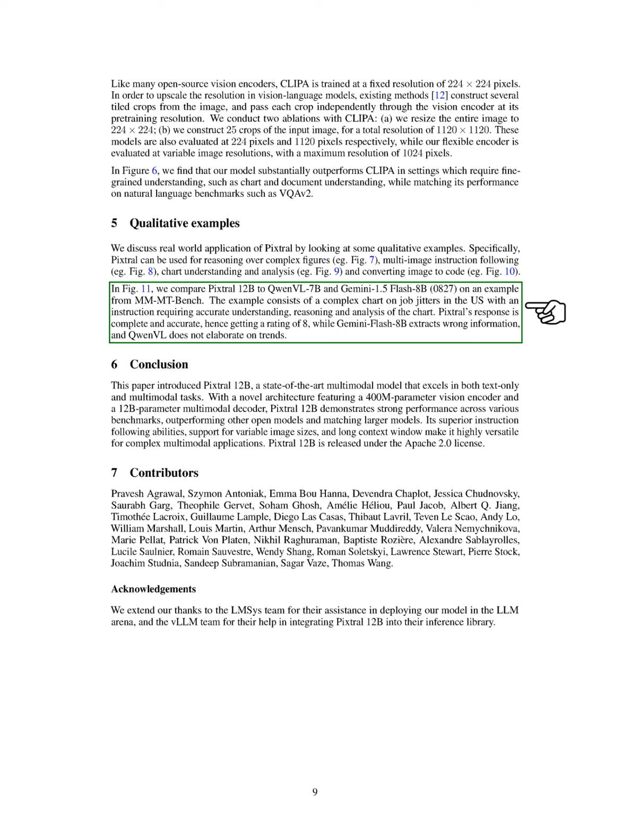This example features a detailed chart about job jitters in the US, which requires precise understanding and analysis. Pixtral provides a complete and accurate response, earning a rating of 8, while Gemini Flash 8b gives incorrect information, and Qwen VL fails to discuss trends adequately.